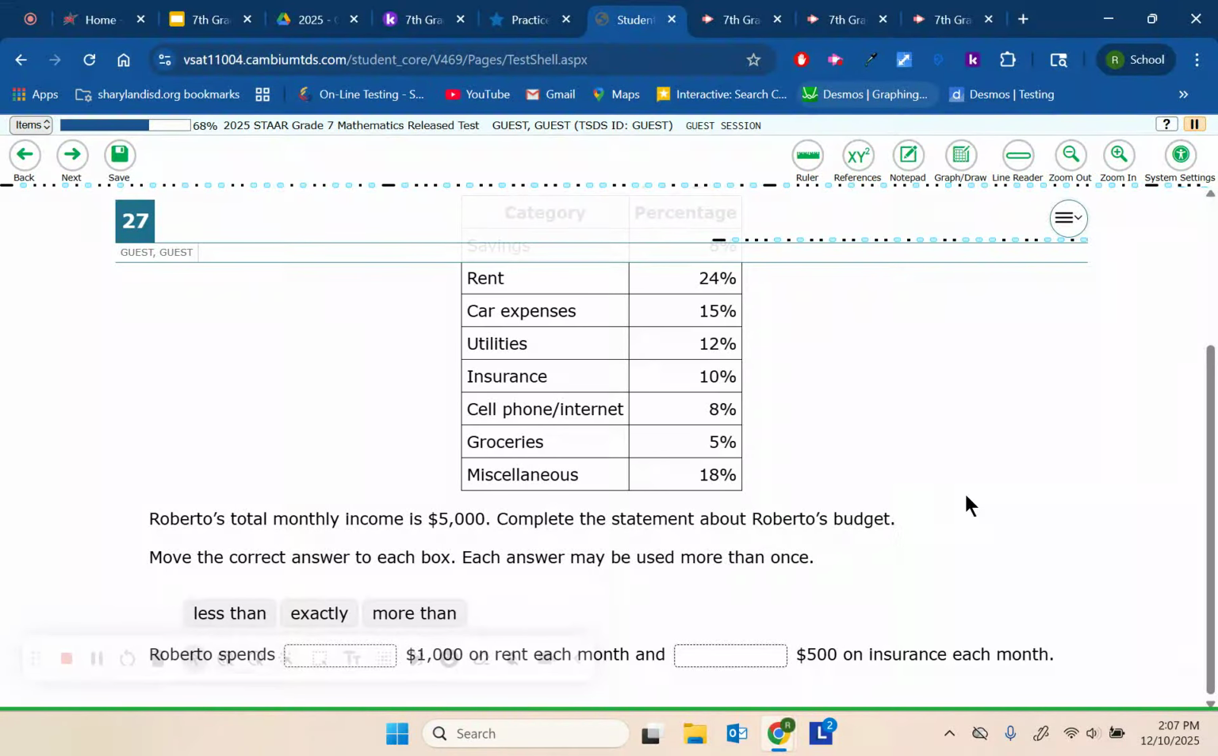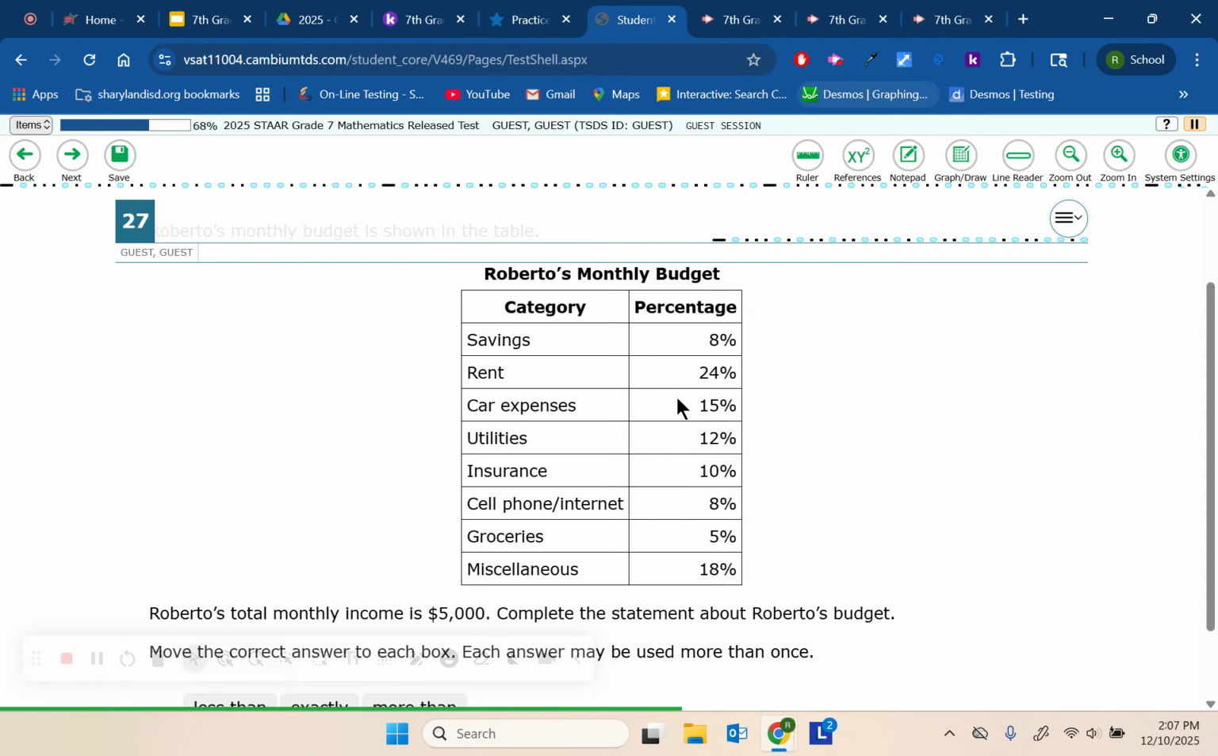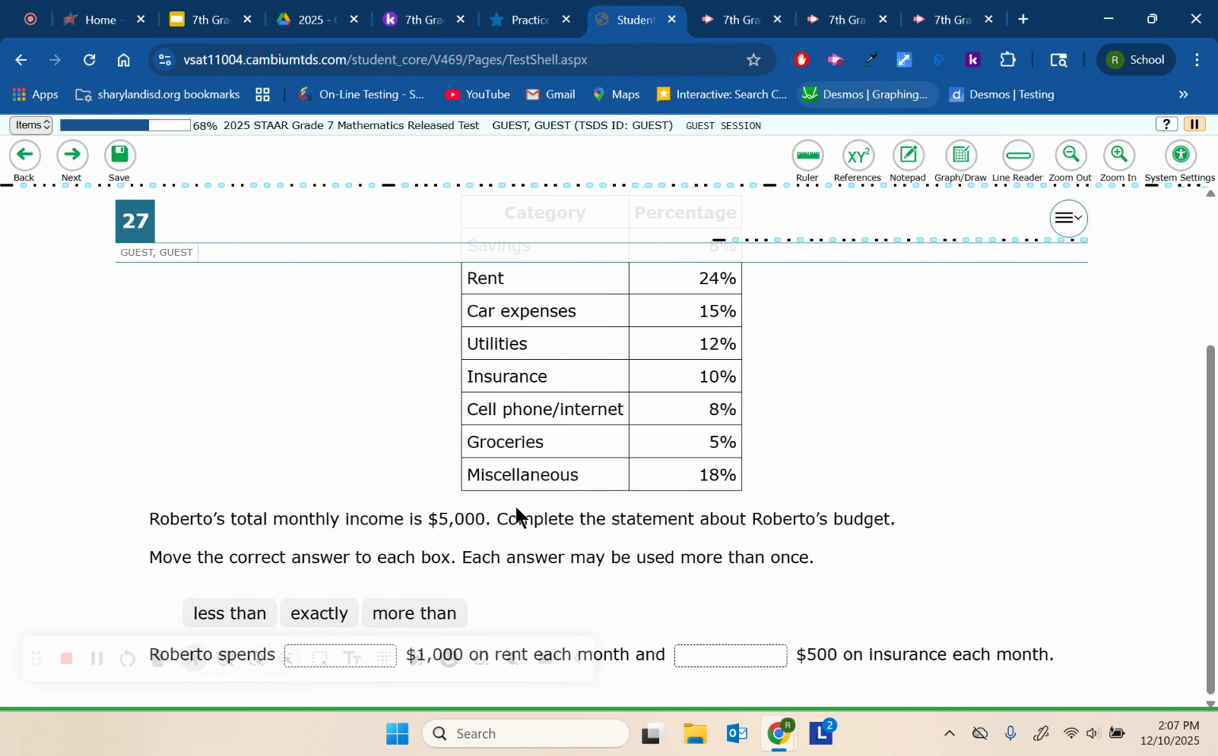All right, so I'm looking at a table with savings, rent, and all that stuff here. It's a breakdown of my budget by percent. In other words, 5% of what I make goes to groceries, 12% is my utilities, 15% is my car, 24%, which is almost 25%, is rent, and so on. 18% is miscellaneous. And I make $5,000, right? So that's what I'm taking home per month.